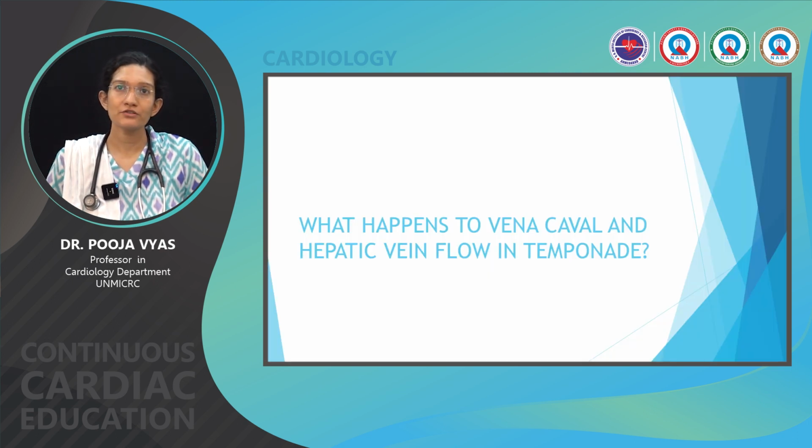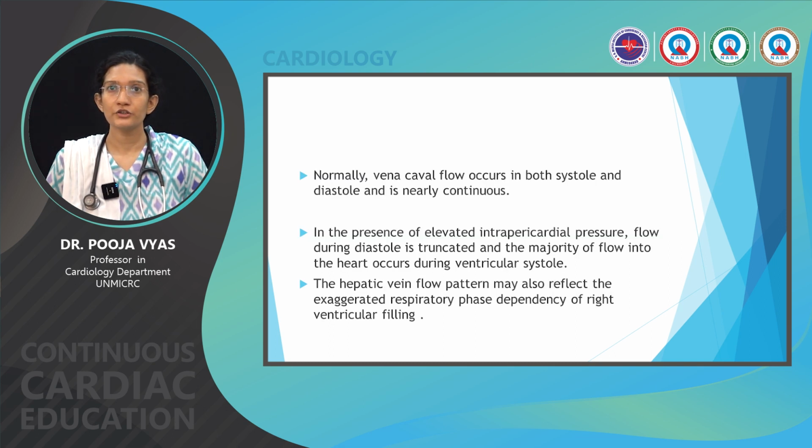And what happens to the vena cava and hepatic vein flow during tamponade? Usually vena cava flow occurs throughout the cardiac cycle, meaning in systole and diastole. But when there is elevated intrapericardial pressure, flow during diastole is truncated and the majority of the flow happens during ventricular systole. And the hepatic vein flow pattern will reflect the exaggerated respiratory phase.